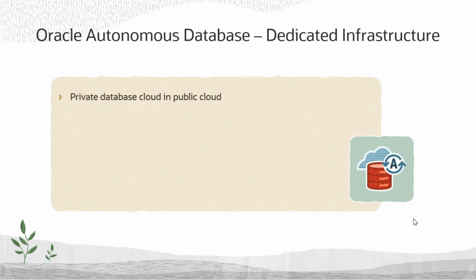Next, we have Autonomous Database Dedicated Deployment. This is your private database in Oracle Cloud Infrastructure public cloud. It provides more control and isolation of the deployment. It allows you to customize operational policies that align with your organization's needs. It runs inside a hardware-enforced virtual cloud network, entirely isolating your deployment from other customers.